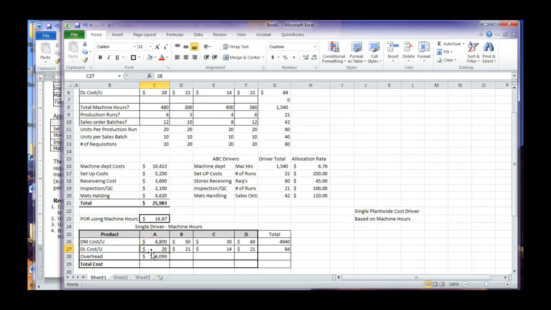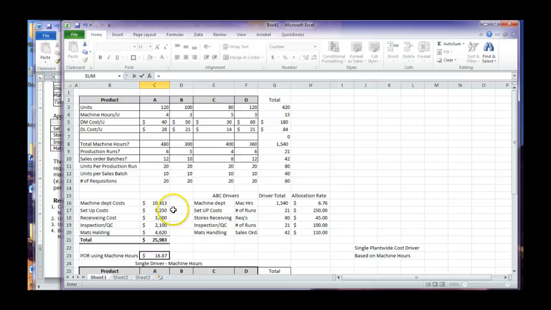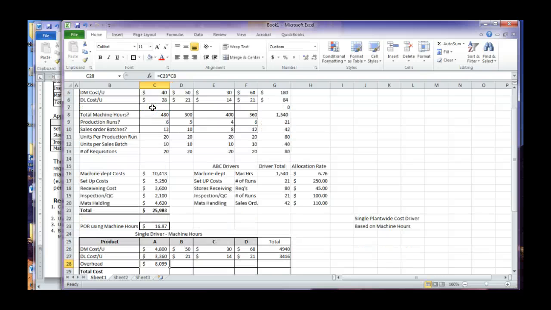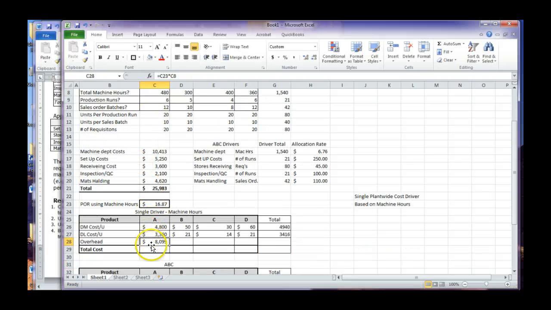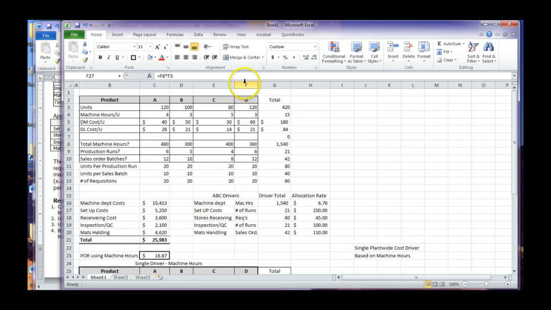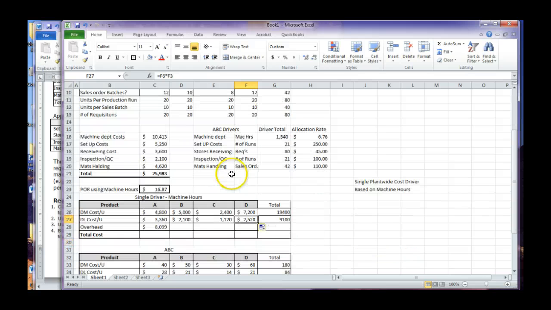And that's going to give you your total direct materials cost. Same thing with direct labor. We know that's $28 per unit, and we know we did 120 units. Now these numbers are at least the same size, and logically that makes sense. I should be able to just do this with these. Let me check F6 times F3. F6, 21, yes. So those are right.